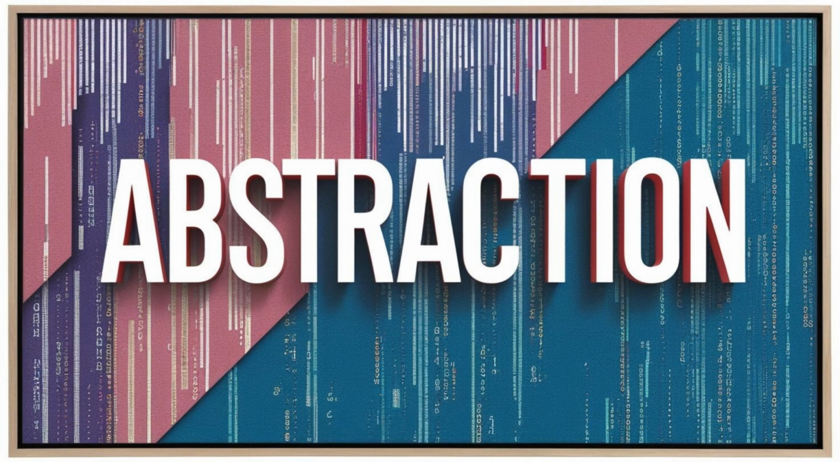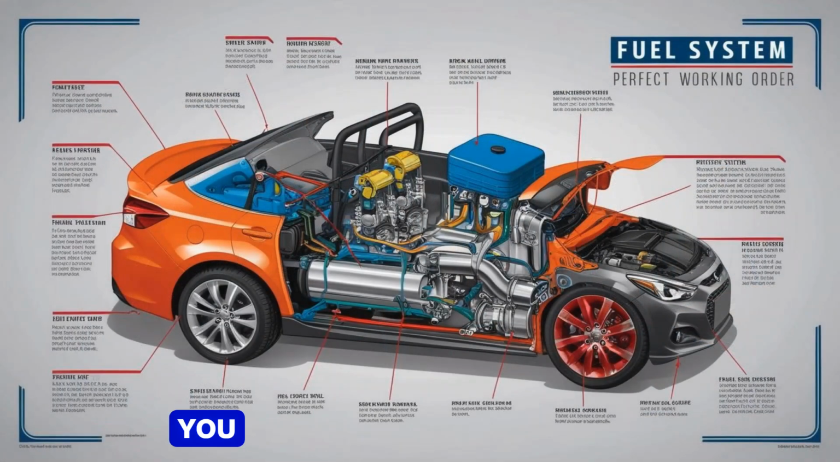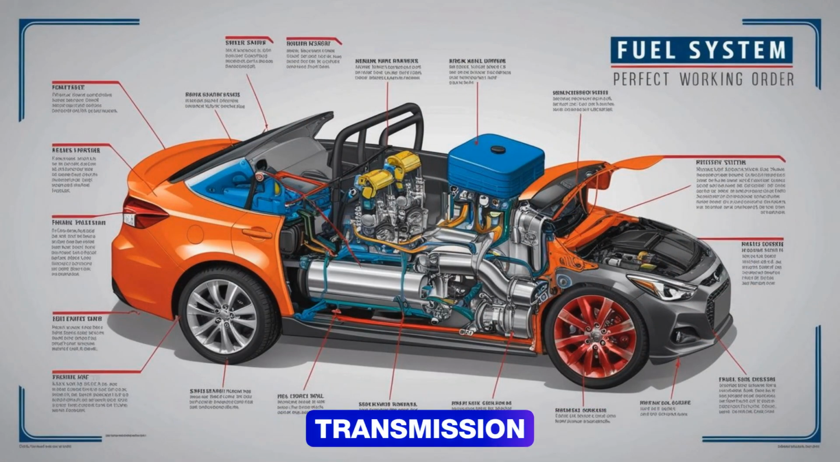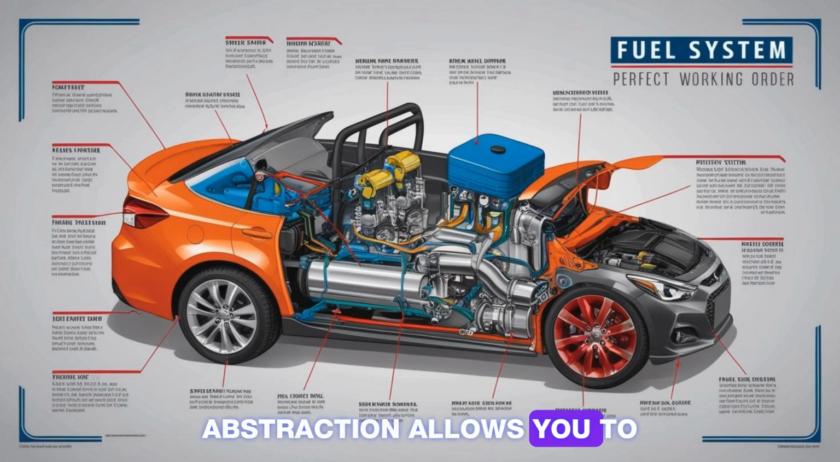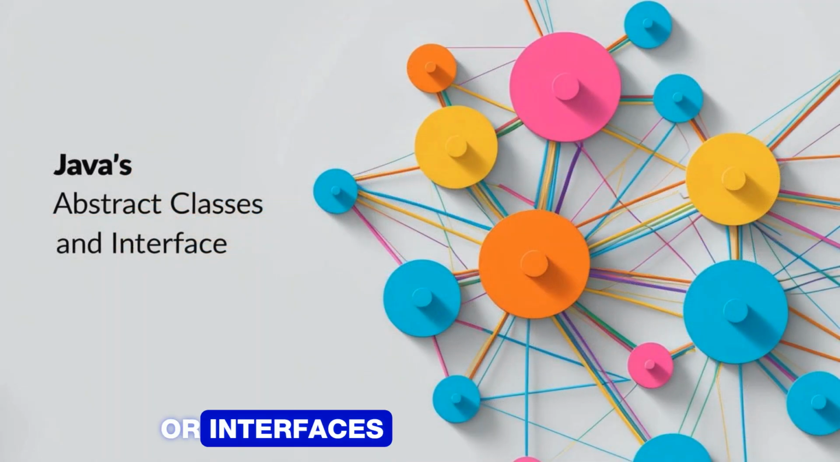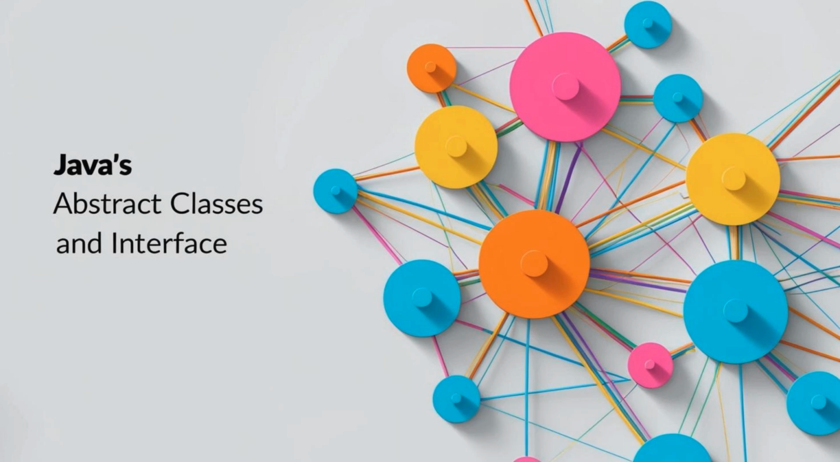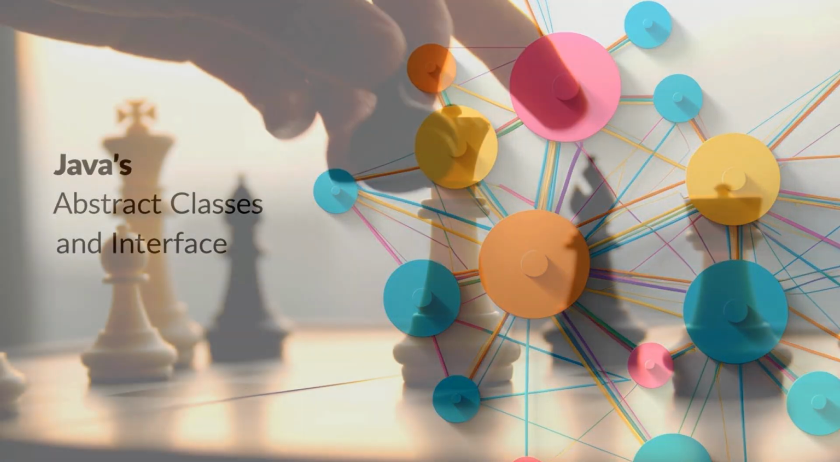Finally, abstraction. Abstraction is all about simplifying complexity and showing only the necessary details to the user. Imagine a car. When you drive, you only need to know how to steer, accelerate, and brake. You don't need to understand how the engine, transmission, or fuel system works. Similarly, in Java, abstraction allows you to hide complex implementation details and expose only what's necessary. For instance, you can use abstract classes or interfaces to define common behavior without worrying about how it's implemented in each subclass. This keeps your code clean and focused.